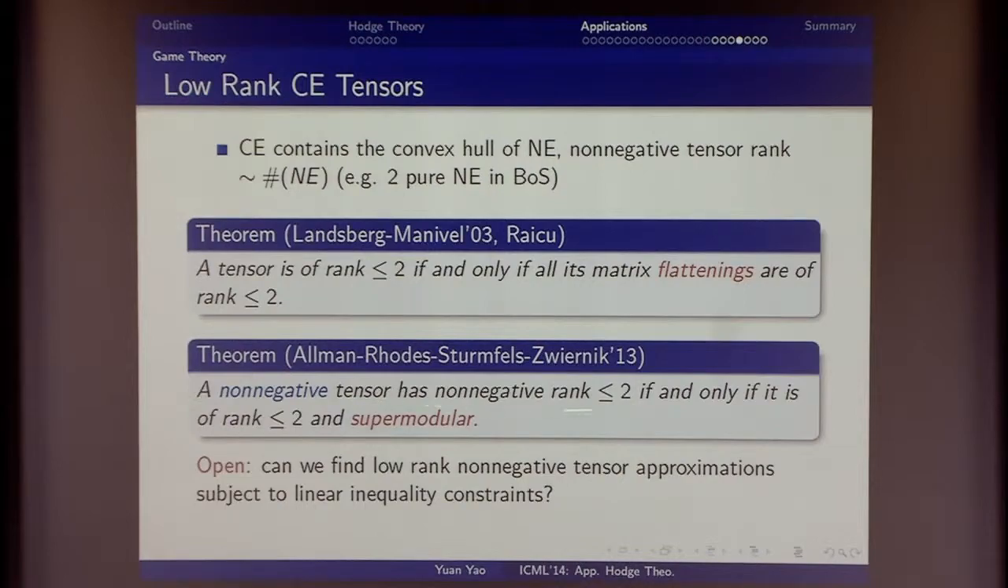However, if you look at a non-negative tensor of rank at most 2, then you need both the matrix flattening ranks to be at most 2 and supermodularity. So this situation makes things harder. So can we find a low rank non-negative tensor approximation given the linear inequality constraints? This is an interesting question suggested if we look at the data from this point of view.